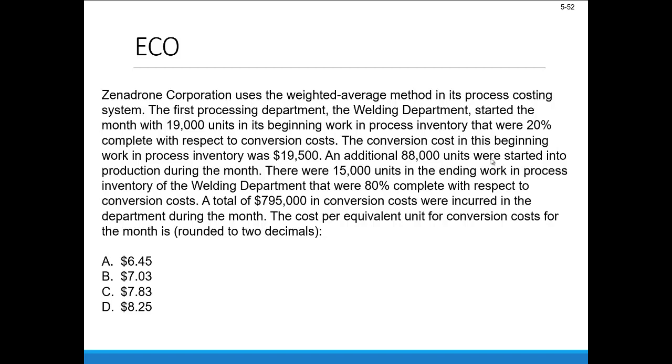An additional 88,000 units were started into production during the month. There were 15,000 units in ending work in process that were 80% complete with respect to conversion. A total of $795,000 in conversion costs were incurred in the department during the month. The cost per equivalent unit for conversion costs for the month is what? Rounded to 2 decimals. So pause this, work through that, and then come back for the solution.